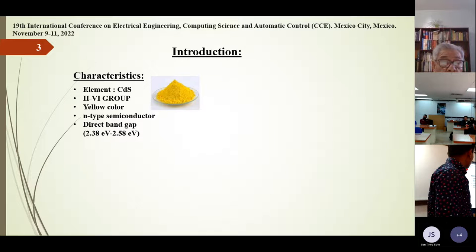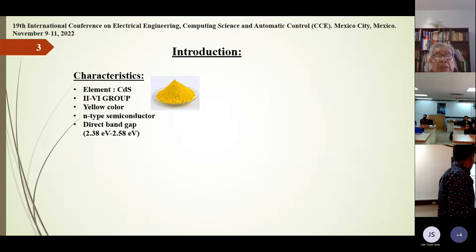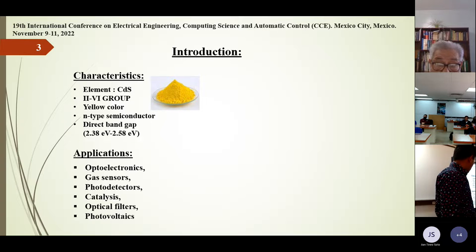Starting with the introduction, CdS is an n-type semiconductor of group II-VI from the periodic table, which is yellow in color. It has a direct band gap of 2.38 eV for the cubic structure and 2.58 eV for the hexagonal structure. This material can be applied in various applications, like optoelectronics, gas sensors, photodetectors, catalysis, optical filters, photovoltaics, etc.